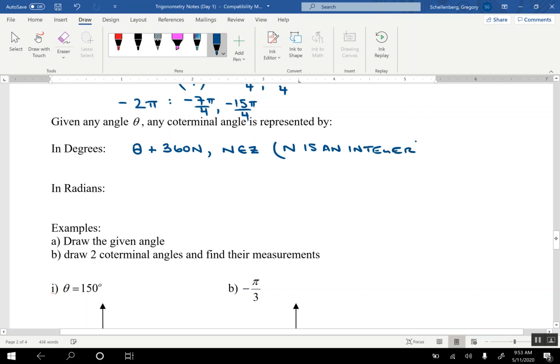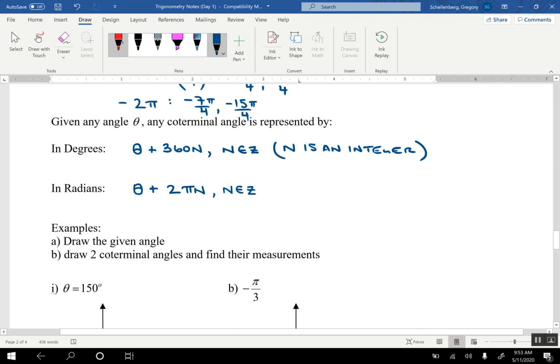We have to remember what an integer is as well. Integers are counting numbers that include both positive numbers and negative numbers, as well as 0. Like -3, -2, -1, 0, 1, 2, 3, those are all examples of integers. In radians, the general solution for finding coterminal angles is theta, our angle that we're working with, plus 2 times pi times n, where n is an integer.